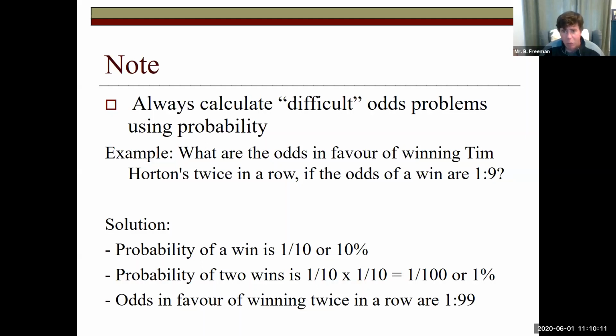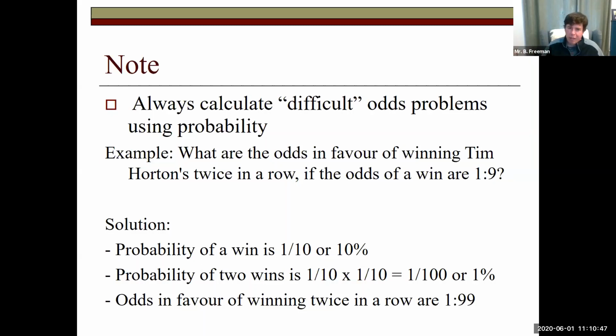So if the odds of a win are 1 to 9, your probability of a win is 1 over 10 or 10%. Now that's something that we can easily work with, because your probability of 2 wins is 1 over 10 times 1 over 10. If we are winning 2 times in a row, that's an and situation. It's like asking what's the probability of winning once and winning the second time. So I take my individual probabilities of 1 over 10 and 1 over 10, and I multiply them to get 1 over 100 or 1%.